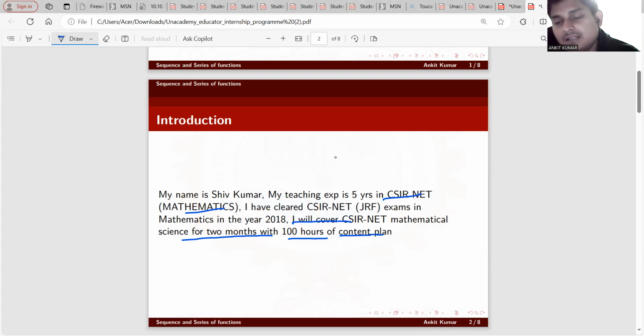In this plan, I will cover the whole syllabus of the CSIR NET JRF exam, and I have the best tricks for solving the questions. I have more and more counter examples for removing the wrong options in multiple type questions, and I have more formulas, more statements and theorems for selecting the right options in multiple type questions.